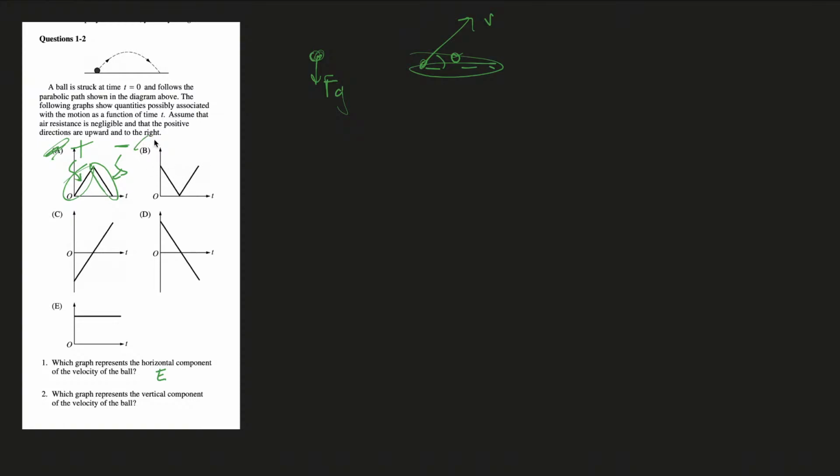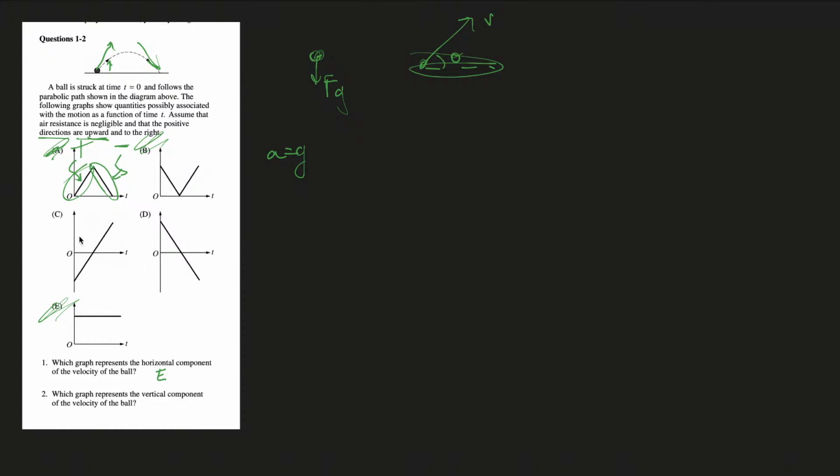For B, same thing, it's not possible. And E implies that the acceleration was 0, but in this case acceleration is supposed to be equal to g, so it cannot be E. So we're going to have a constant slope. We've narrowed it down to C and D, and to pick the correct option, if you read this, it says assume that the positive direction is upward. Because our initial velocity was upward, we first went up and then we came down.